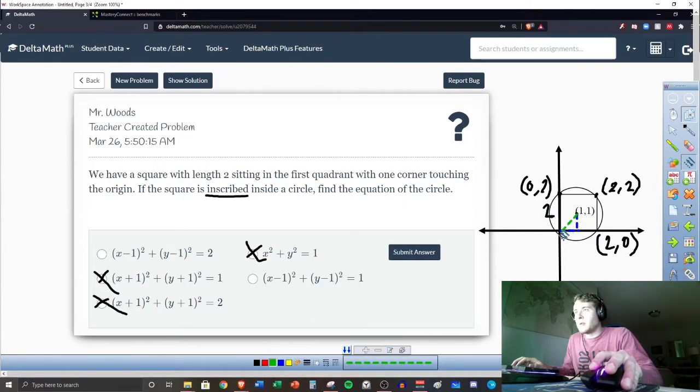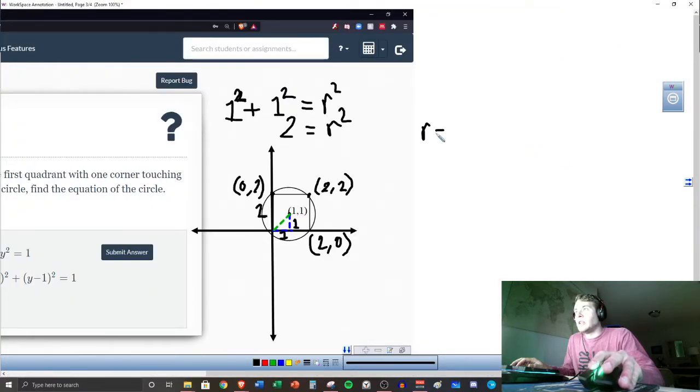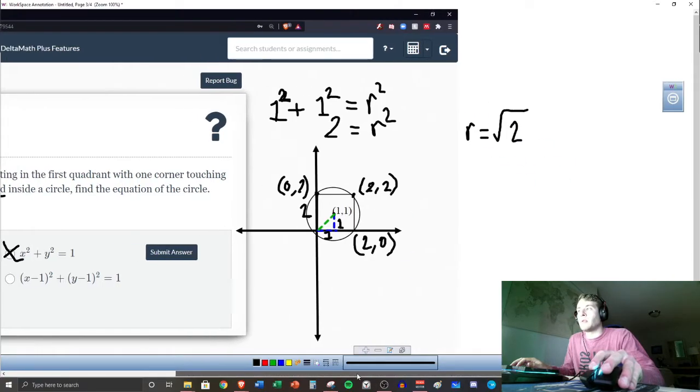Because if I draw this radius here, we know that this is 1 and 1, and if we want to find that distance, we can use Pythagorean Theorem. It's 1 squared plus 1 squared equals our radius squared. So when we add these together, we get 2 equals r squared, and that means that r is going to equal square root of 2. That's actually what the radius is. It's square root of 2.